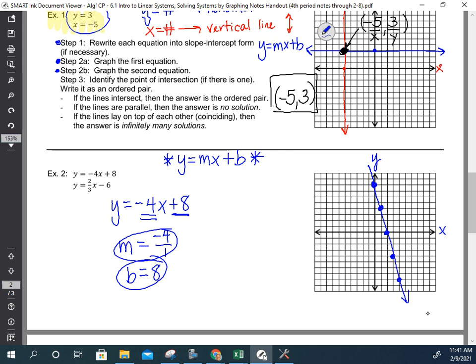When you are drawing these graphs, it is absolutely important that you put as many points as you can and that you draw it as straight as you can. If you have a ruler at home, use a ruler. Otherwise, take the edge of a book, draw a line, make it as straight as possible.